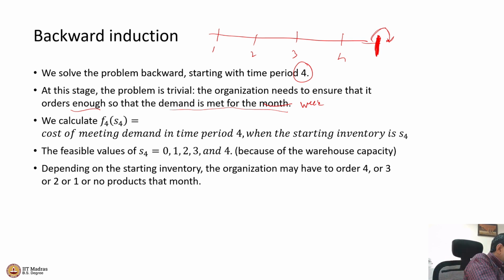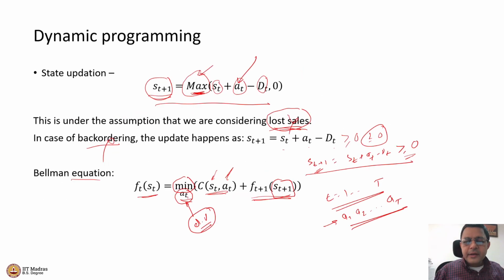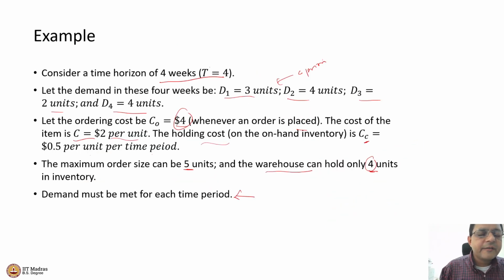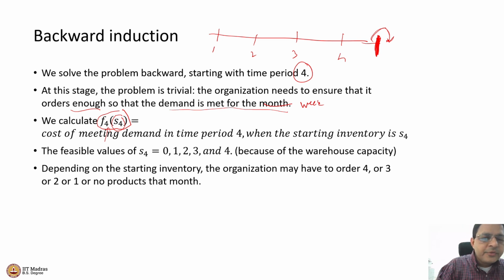Therefore we need to calculate F4(S4), the total cost of meeting the demand in the fourth time period when the beginning inventory is S4, right? S3 was the beginning inventory of time period 3. Similarly, when you go to time period 4, there is a beginning inventory of S4. How are you going to get the beginning inventory of S4? It is the ending inventory of time period 3. Ending inventory of time period 3 becomes beginning inventory of time period 4. So F4(S4) is the cost of meeting the demand in time period 4 when the starting inventory is S4.